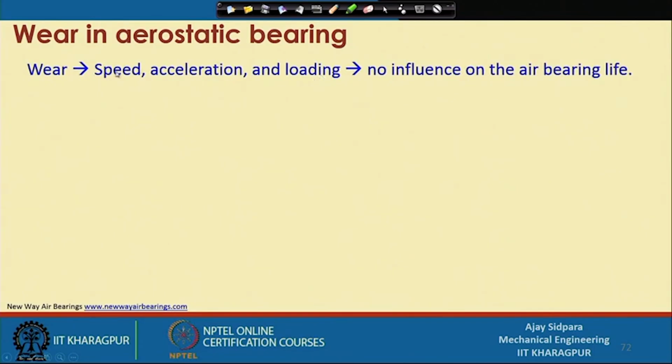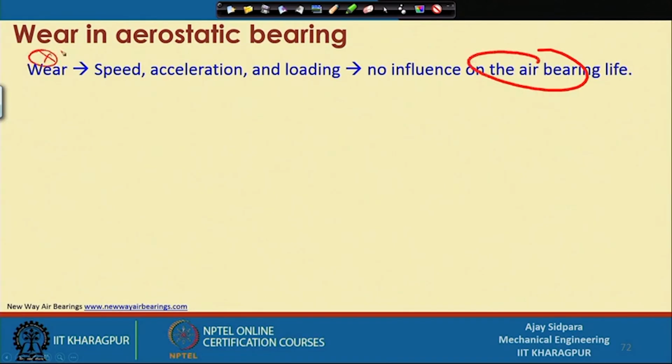If you increase the speed, your wear rate is high. If you increase acceleration, your wear rate is high, and if you increase your loading, again your wear rate is high, if there is direct physical contact with the surfaces. But this will not create any problem for air bearing life, because air bearings behave in a different way: no physical contact, no direct wear component, and loading is also independent of that part, and acceleration you can achieve at a very high rate. So, for air bearing, this particular thing is not an issue.